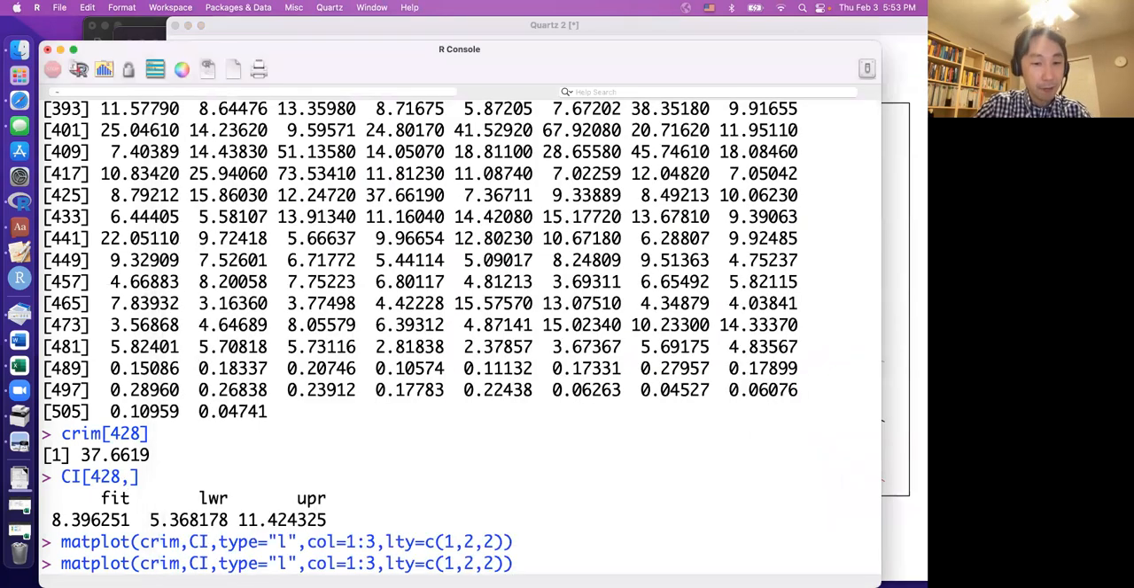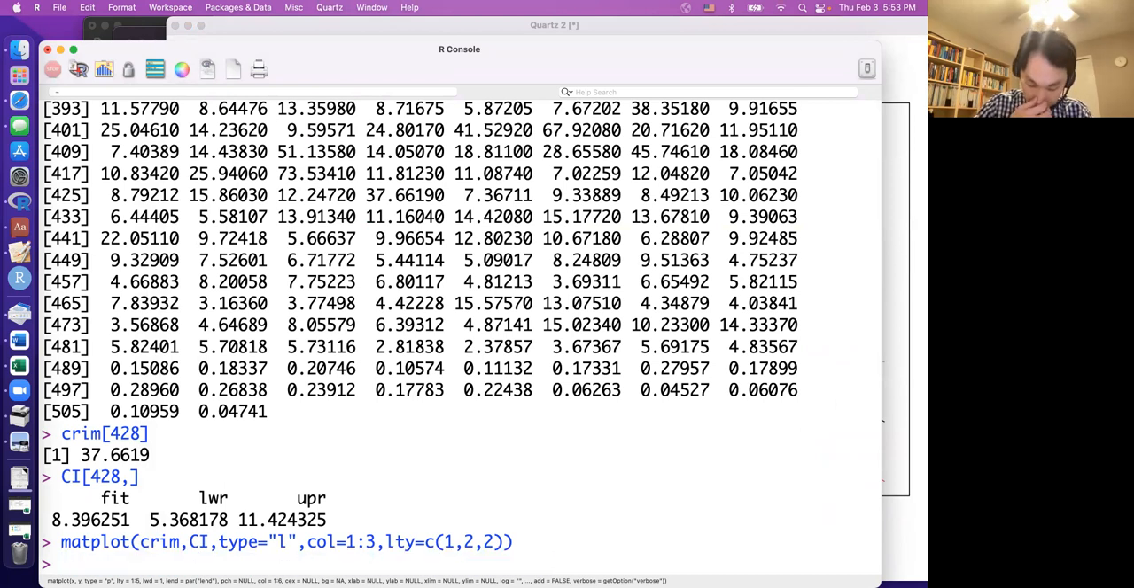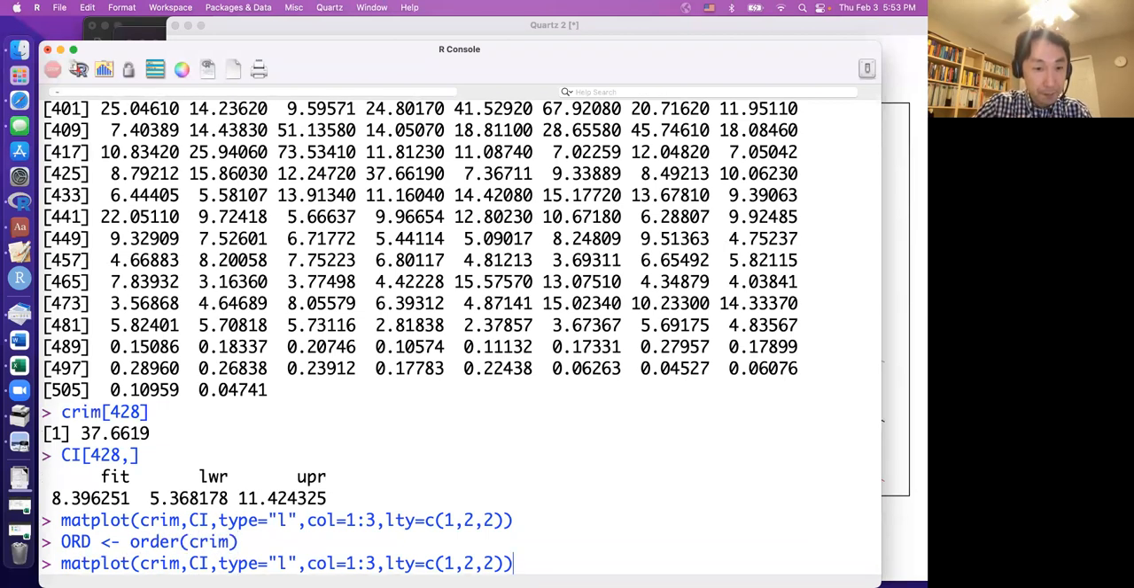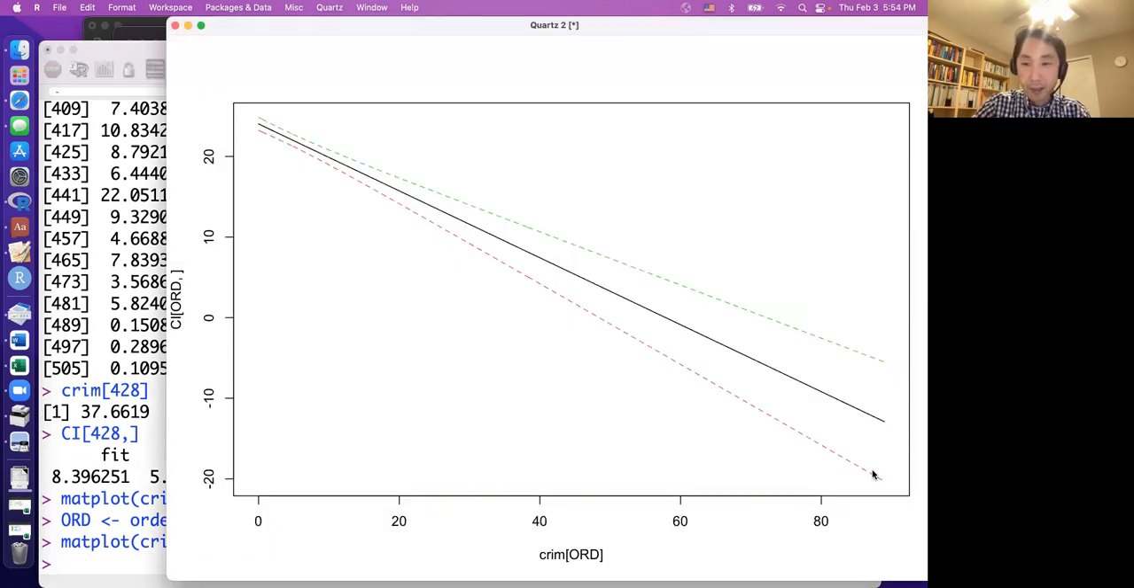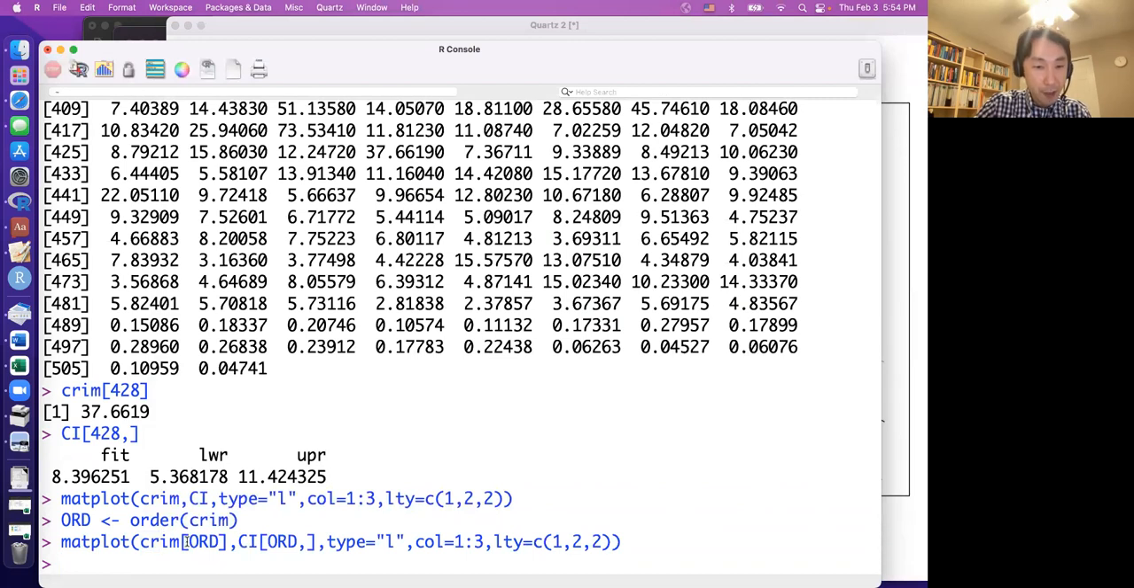So a better way is to order the crime rate and the confidence interval in increasing order of crime rate. So at first we can define the order of crime rate. Then we put the order in this way. Then we can see just one line, and one line. Here the crime rate is a vector, so we specified just the order.